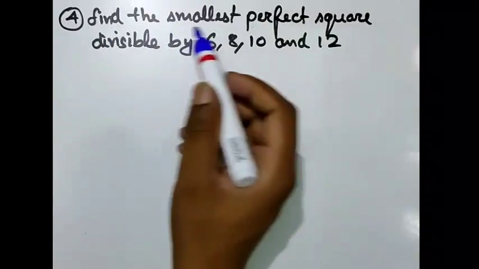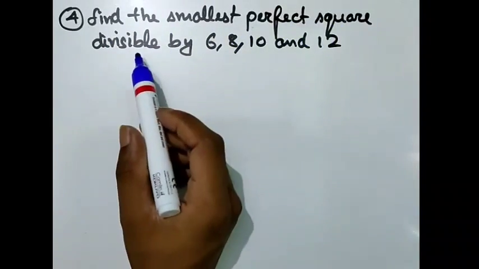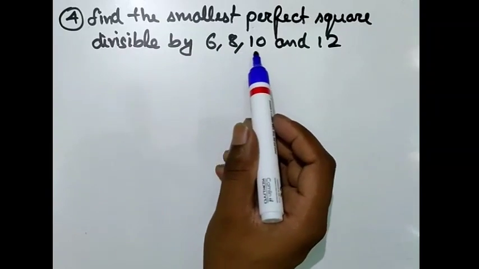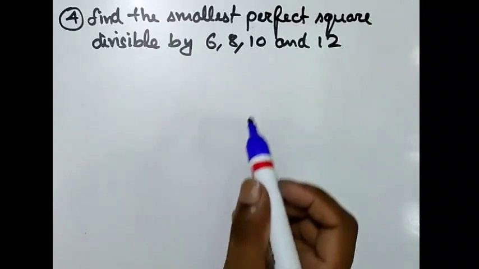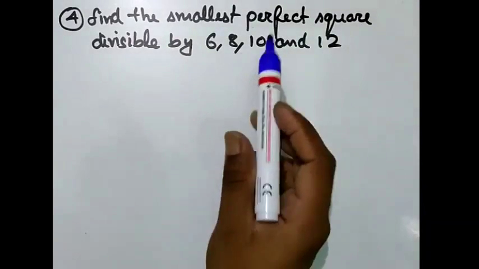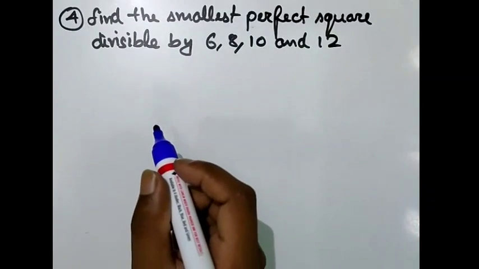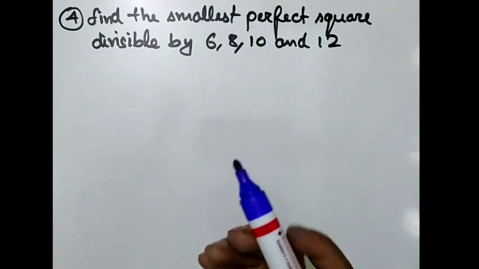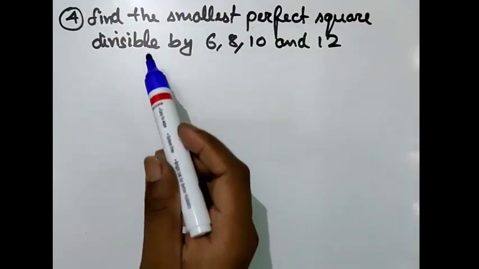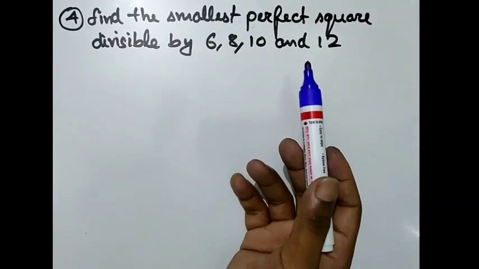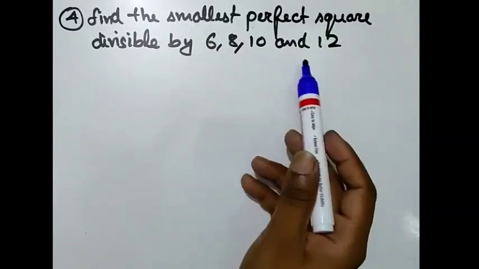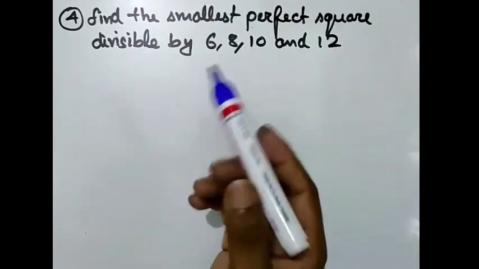Now find the smallest perfect square divisible by 6, 8, 10 and 12. So we have to find the smallest perfect square. Think of it like finding the LCM, right? When we used to find the smallest number which is divisible by the given numbers, we used to find the LCM. So here also let's find the LCM.